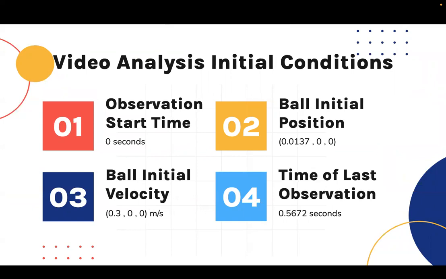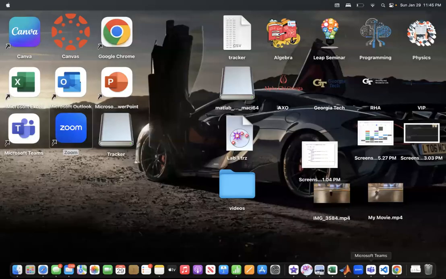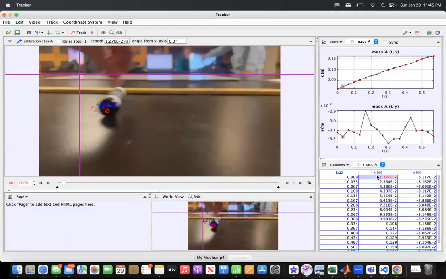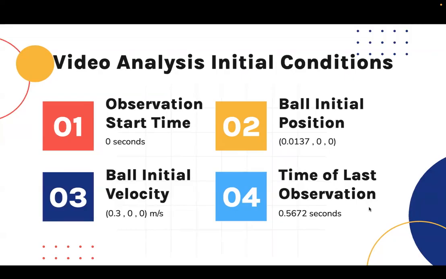The video analysis initial conditions are that the start time is 0, because the time changes from 0 to about 0.567. The ball's initial position is 0.0137. That is the first x coordinate that we are given through Tracker. We can see that in Tracker. So this was the first x coordinate given. And then the ball's initial velocity is 0.3. I will show how that was calculated through Newton's second law. And then the time of the last observation, so the length that the video was rolling, was 0.5672 seconds.